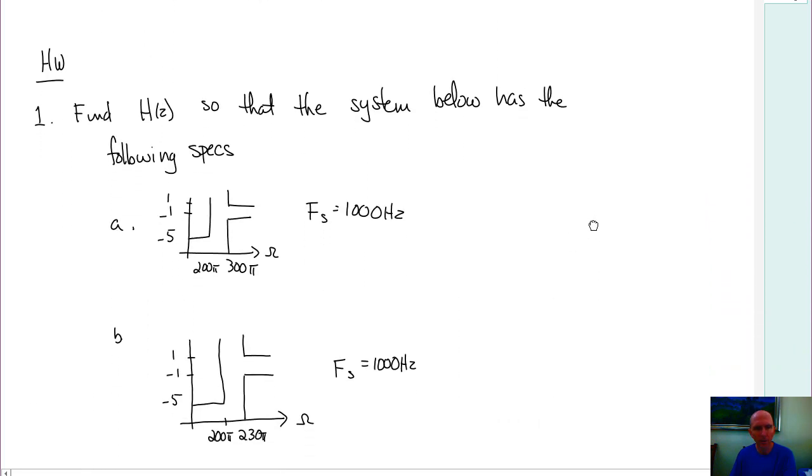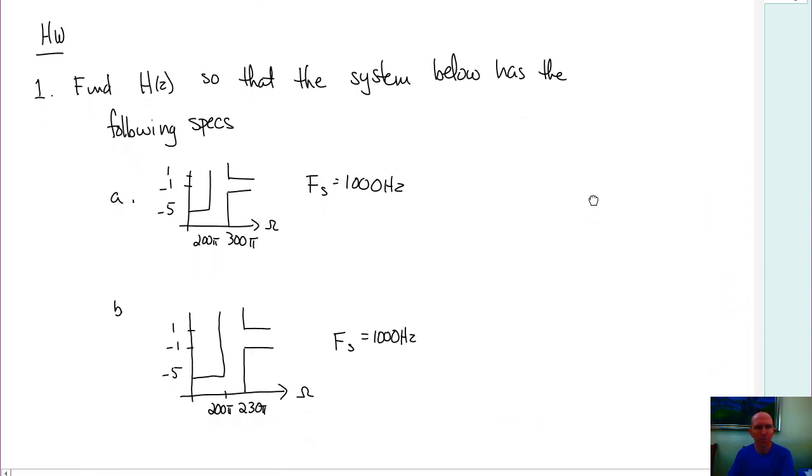I want you to do a couple of these problems. So in other words, basically repeat the problem for these two cases, for these two specifications. Again, the sampling frequency is equal to 1,000, and the magnitudes are 1, minus 1, and minus 5. The only difference is here it's 200 pi and 300 pi, and here it's 200 pi and 230 pi. So go through this, design a couple of filters.